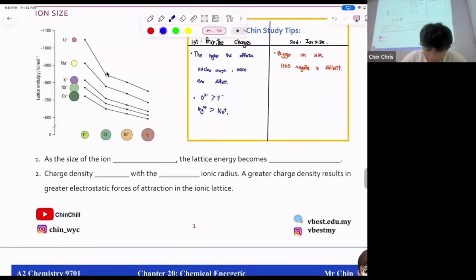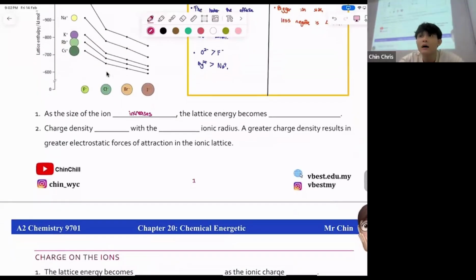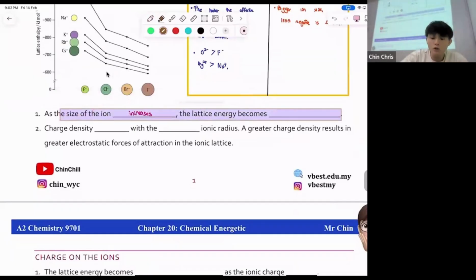Okay, you see? As the size of the ion increases, what happened to the lattice energy? The lattice energy becomes? Okay, so again, guys, I don't want you guys to use the word increase or decrease. So try not to write increases and decreases here.